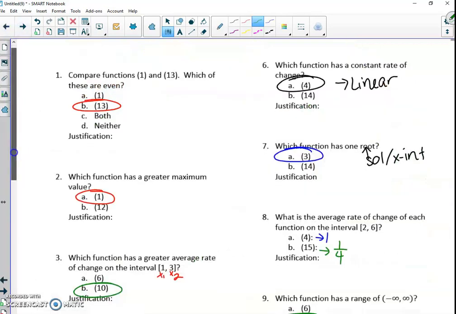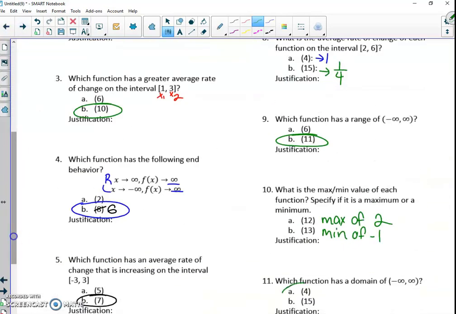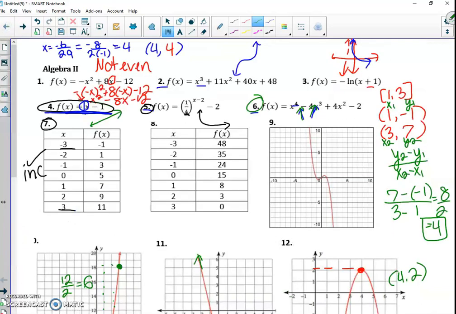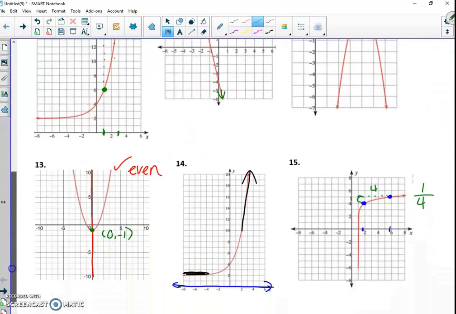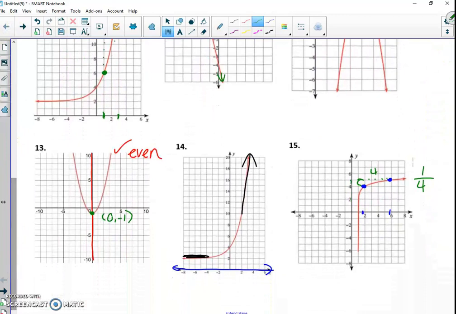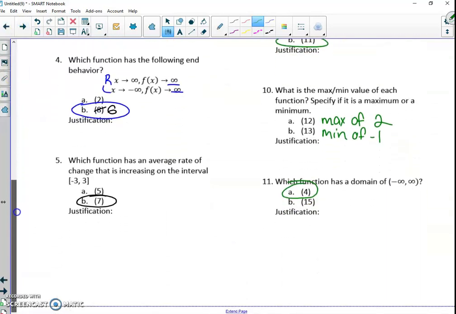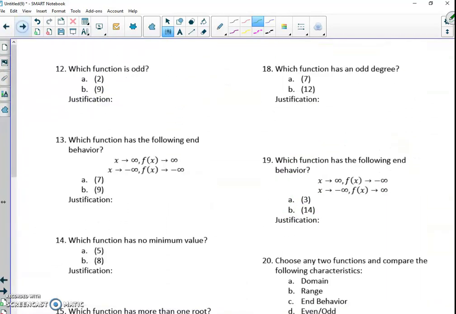So number 4 definitely is. Let's see if function 15 has negative infinity to positive infinity. This one does not, because you can see there's nothing going over here to the x values that are negative. So this one definitely does not have negative infinity to positive infinity. So it's just function 4. Okay? All right, last page.